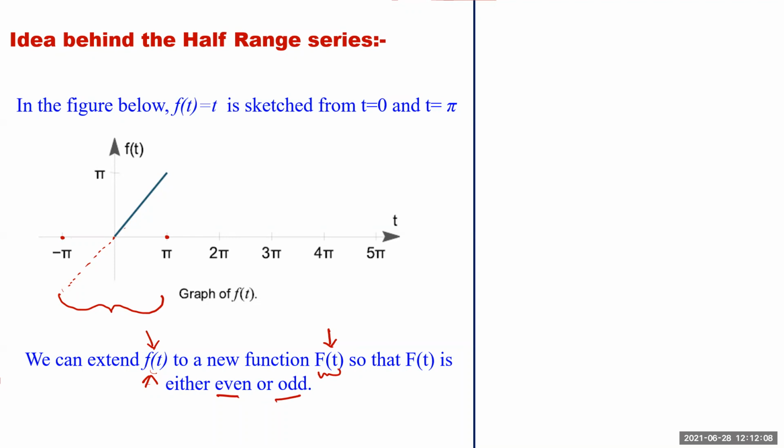When you extend it as an even function, now what do you have with you? You have a new function capital F of t, which is even, and it is defined in the interval minus pi, pi. When you have such a function, you know how to find out its Fourier series, right? To make use of that advantage, we are extending it as either even or odd. Let us see what happens actually.